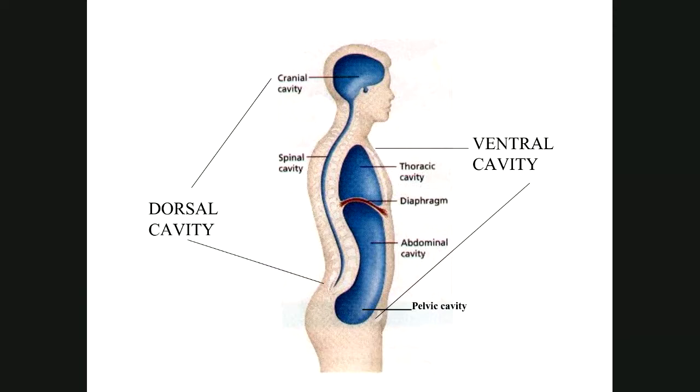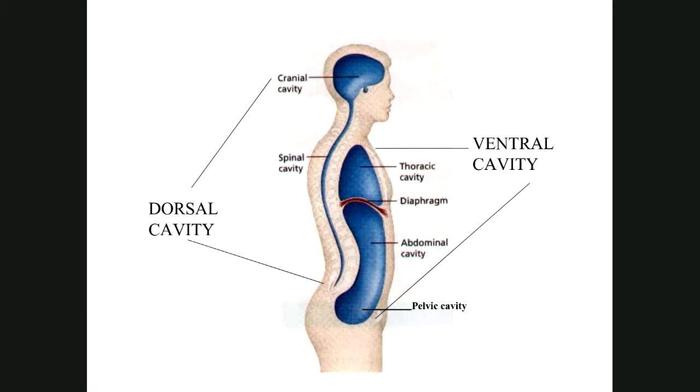And then below that is your pelvic cavity. Now, there's no boundary really between the abdominal cavity and the pelvic cavity. It's just sort of an imaginary line where your hips are. And in the pelvic cavity, that would be your internal reproductive organs and your bladder and things like that.